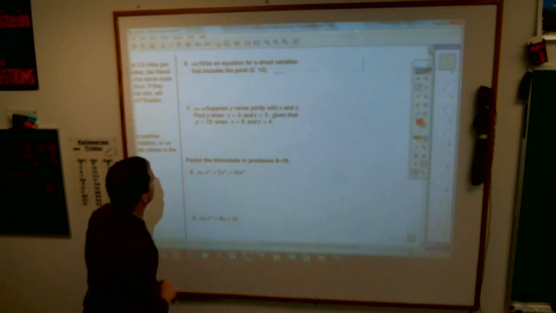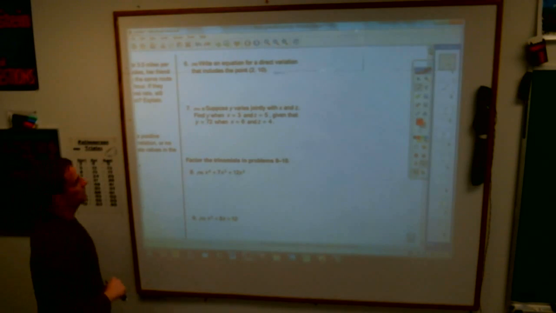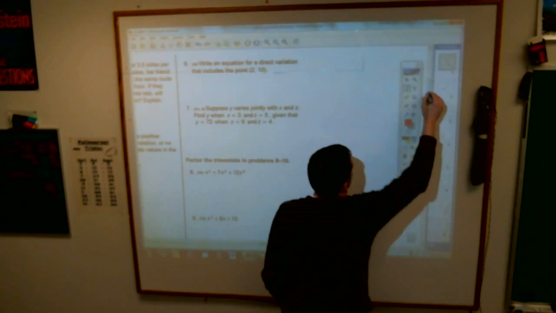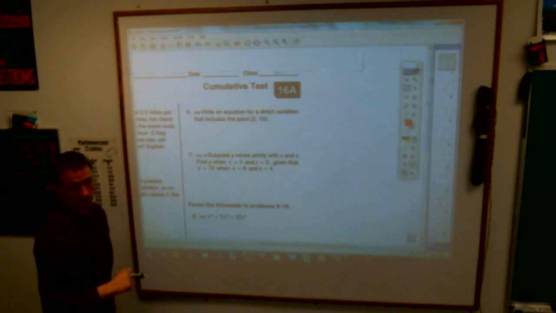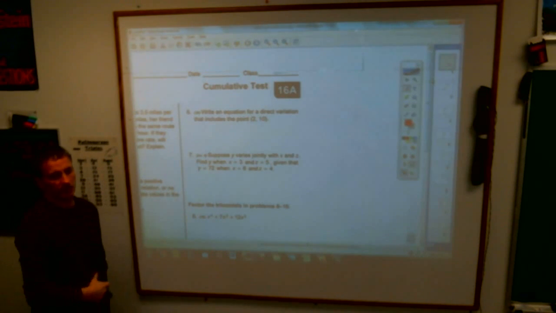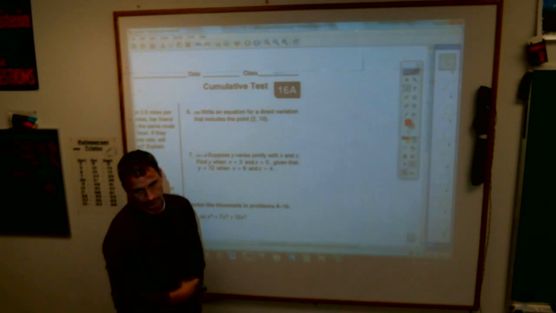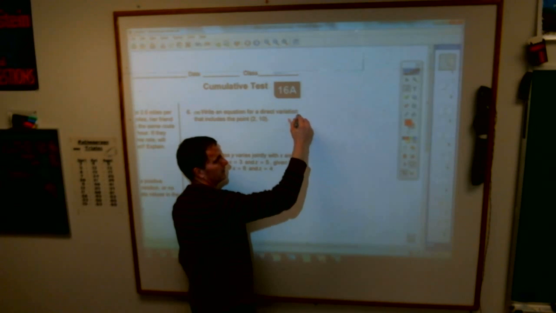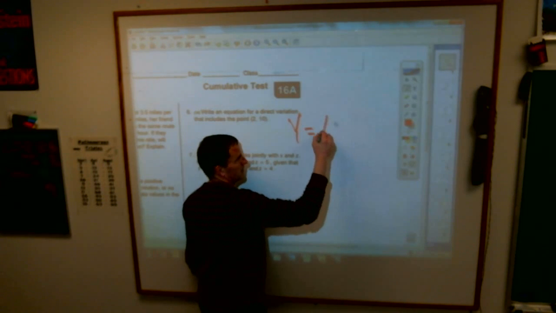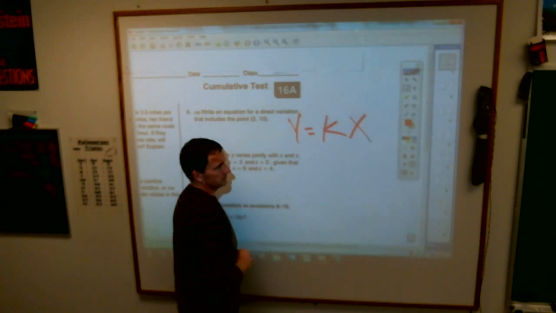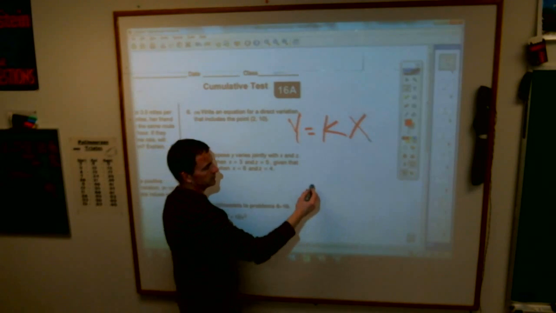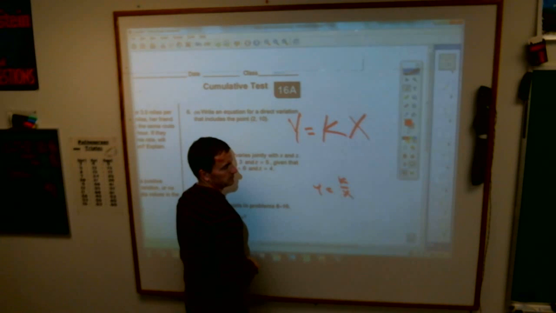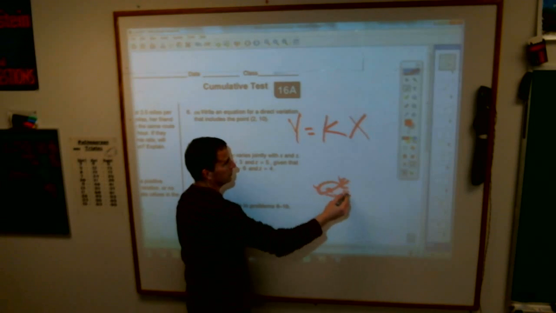Write an equation for direct variation that includes the point (2, 10). Well, first things first, Landon, what is the generic form of direct variation? We have indirect or inverse variation and direct variation. Direct variation is y equals kx. Indirect variation was y equals k over x. Right? Yeah, should go with that.